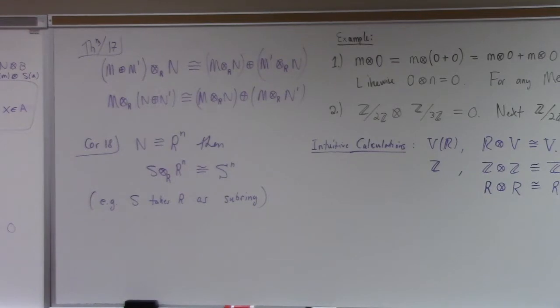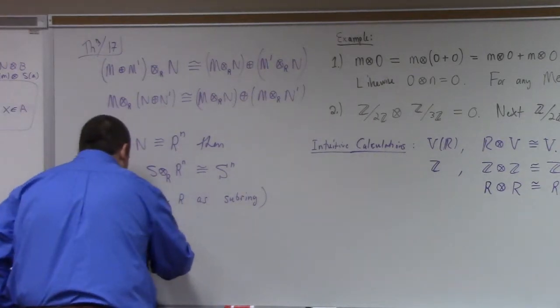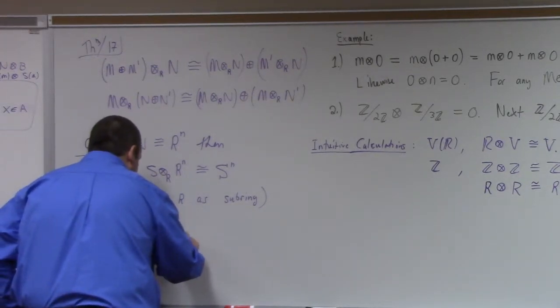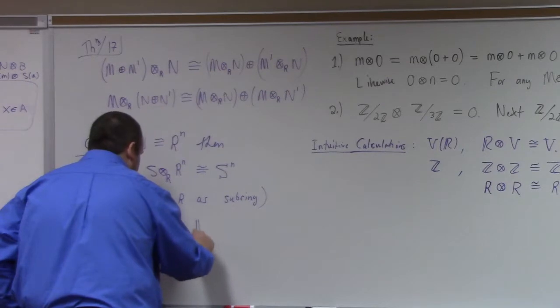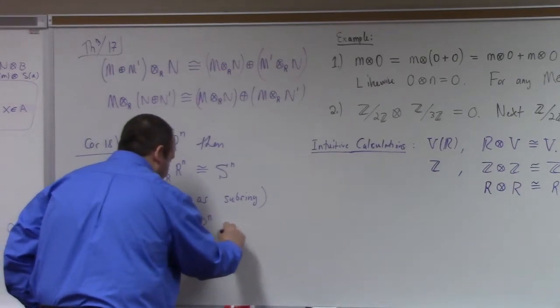Are the real numbers a subset of the complex numbers? We can argue, but certainly the complexes contain an isomorphic image of the reals, right? So you can look at the complexes as an extension of the real scalars. So one example of this would be C tensored over R with R^n is, up to isomorphism, C^n.